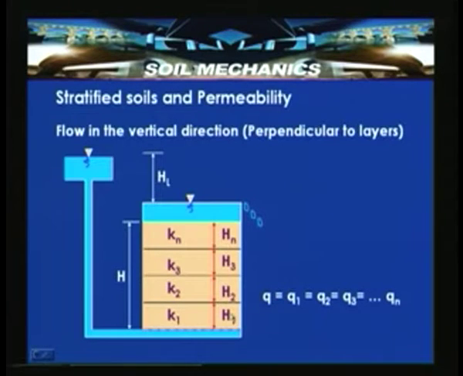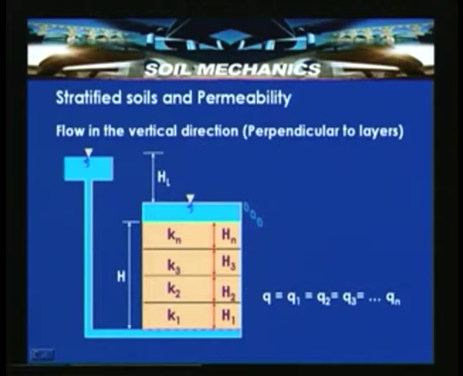Here H is equal to H1 plus H2 plus H3 so on to Hn. When the flow is occurring, the entire flow, instead of getting divided into Q1, Q2, Q3, Q4 as in the previous case where we expressed it as a summation, here it will be Q is equal to Q1 is equal to Q2 is equal to Q3 is equal to Qn. This is condition 1, because the same water is entering and then erupting out once the head is lost.